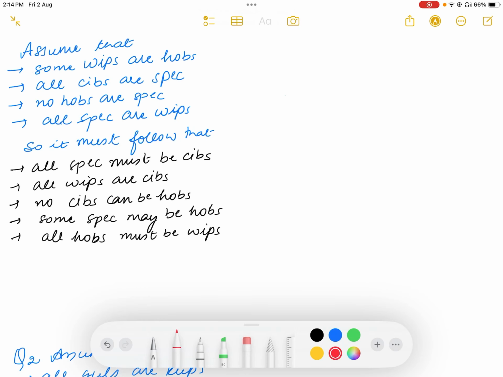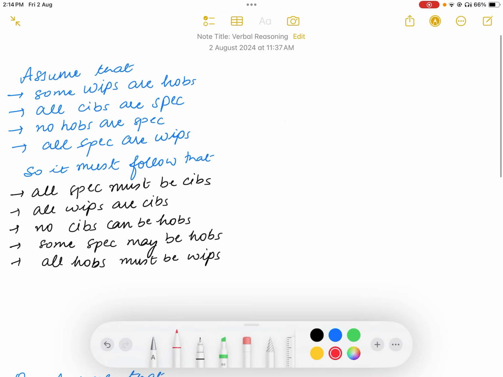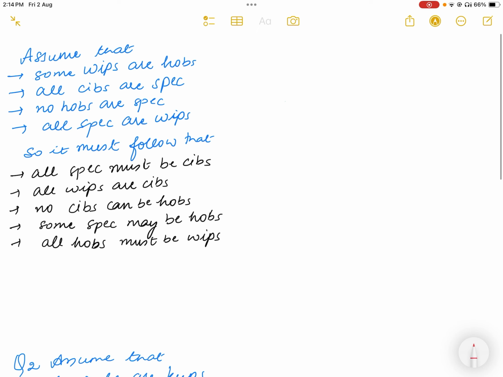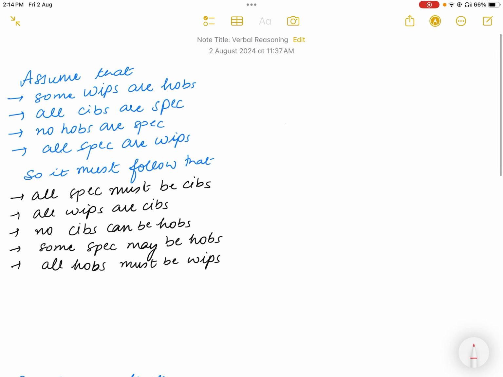Hey everyone. In this session, we are going to look at some important verbal reasoning questions that are based on the topic called sets, or Venn diagram, most appropriately. So it's called the Venn diagram approach for such questions.